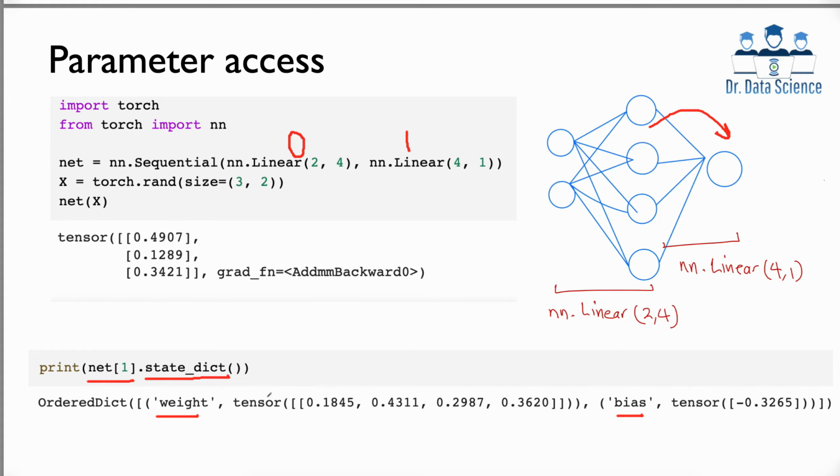So it's very much similar for any other layers that we might have here. In this simple case, we only have 2 layers, but if we had more, you can still index it and then use this state_dict.